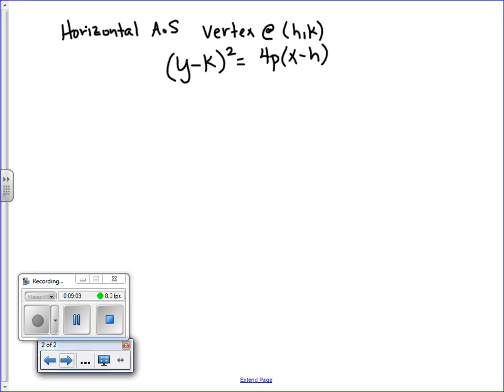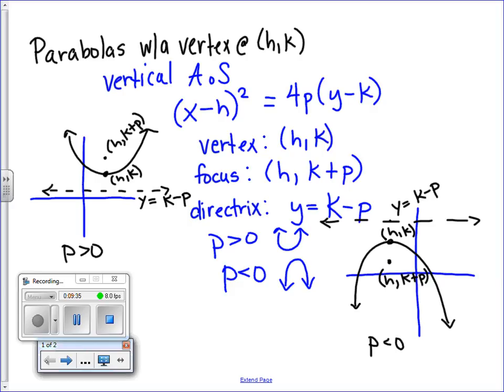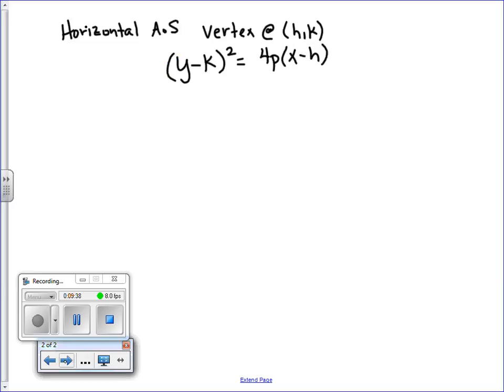Just remember that H is going to be with X, because H is your X term. H comma K, X, Y, X comma Y. So your H is with your X, your K is with your Y. That did not change. Where they are changed, but what they're with did not change. Okay, so we've got the vertex at H, K. You know that. It's not at 0, 0 today. It's at H, K.